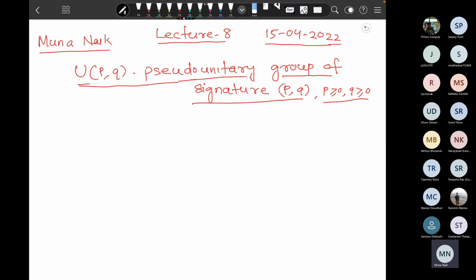This is denoted by U(P, Q), the pseudo-unitary group of signature (P, Q), with P greater than 0 and Q greater than 0. This is really an automorphism group preserving some Hermitian form, not a bilinear form. Last time I also gave the definition of a Hermitian form. It has exactly the same properties as an inner product except the positiveness.